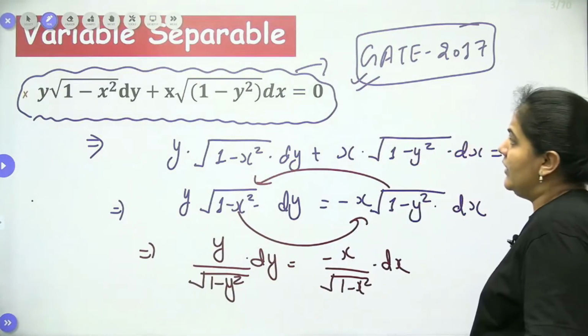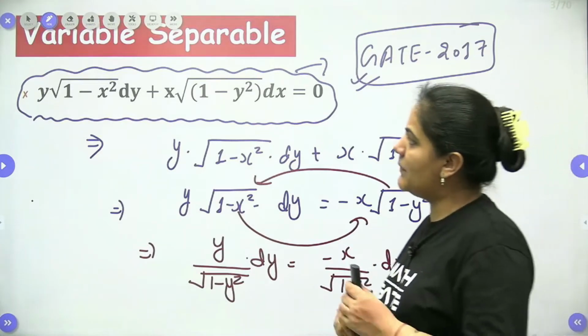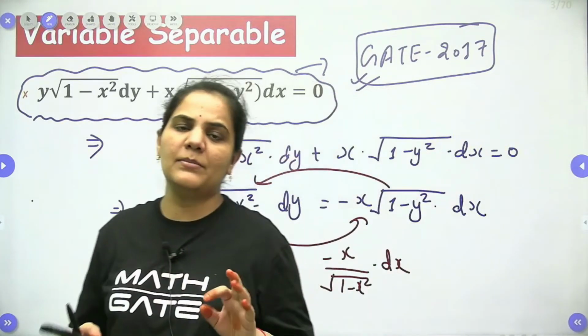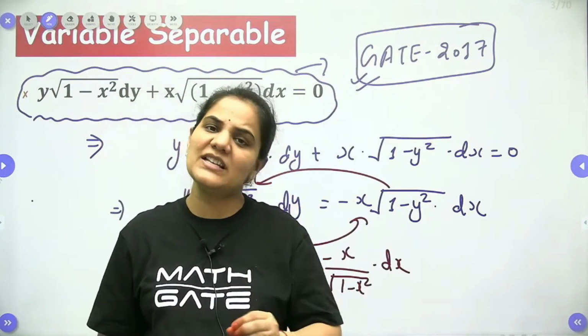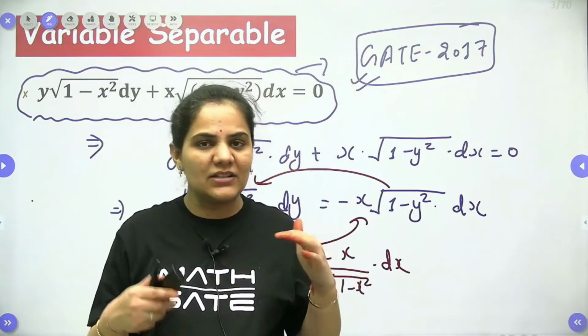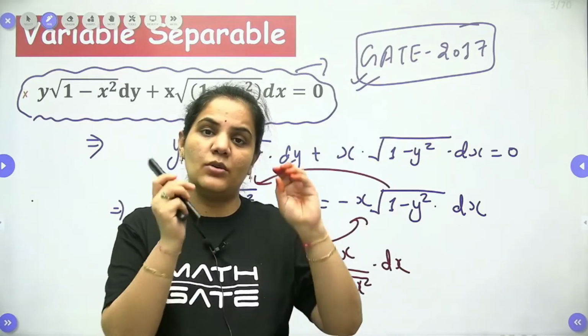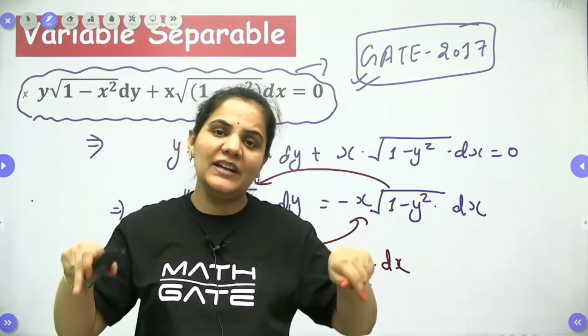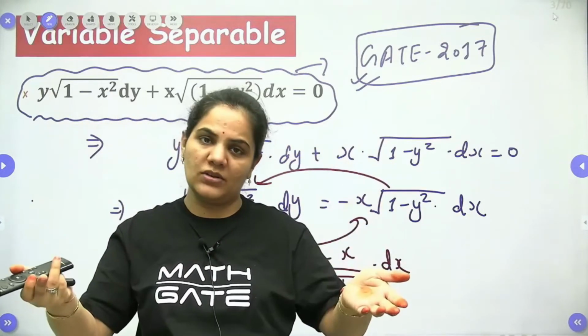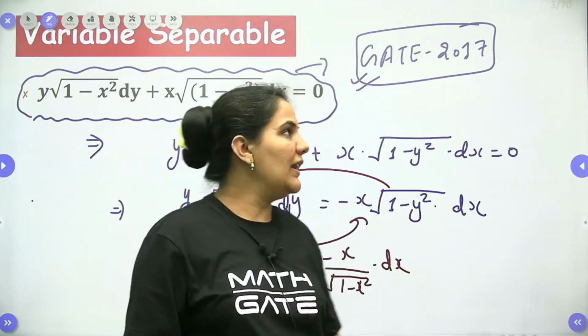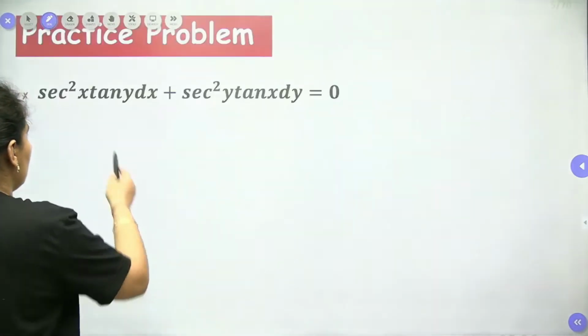Okay guys, so now I think you are getting my point on how to approach variable separable. It's very simple, the easiest method among all the methods which we are going to learn. You just have to separate the variables, then integrate both the sides and then approach the question. Okay, now let's come to the next question. Let's see one more question.